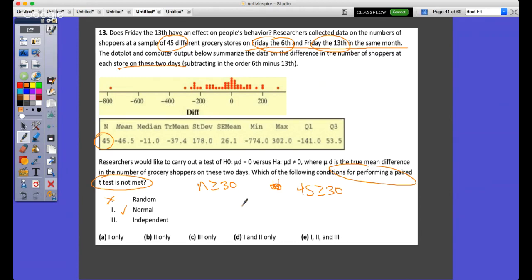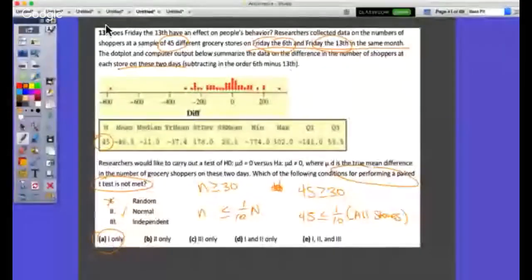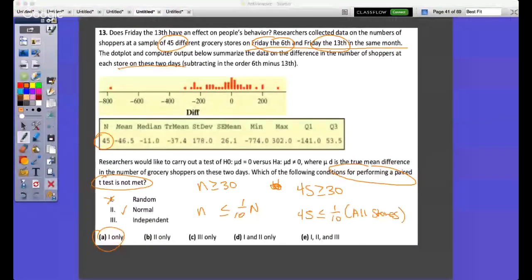And independent would be 1/10, a big N. And I think that would be good, right? So 45 is less than or equal to 1/10 of all stores. Yeah, I would say that that's good. So the only one that fails is A, and that's why A would be the correct wrong answer, or the one that didn't get met. Okay, cool.